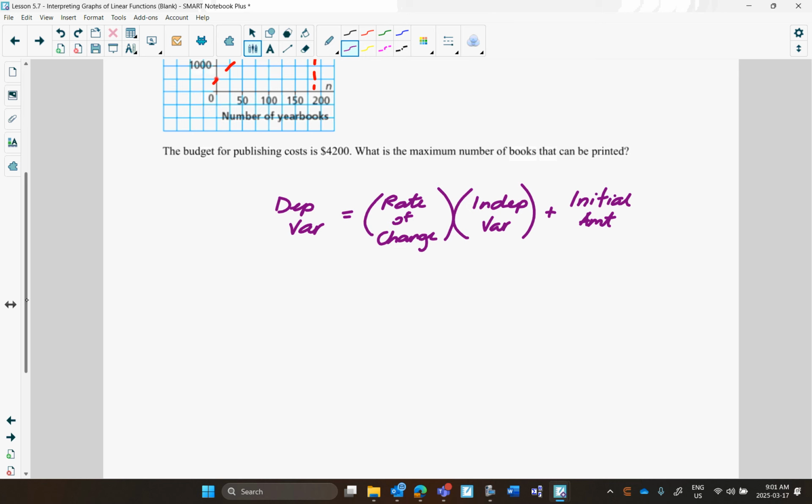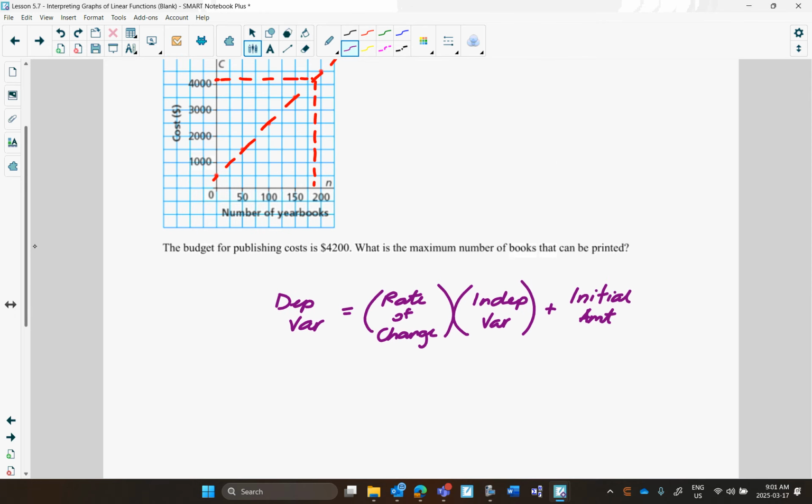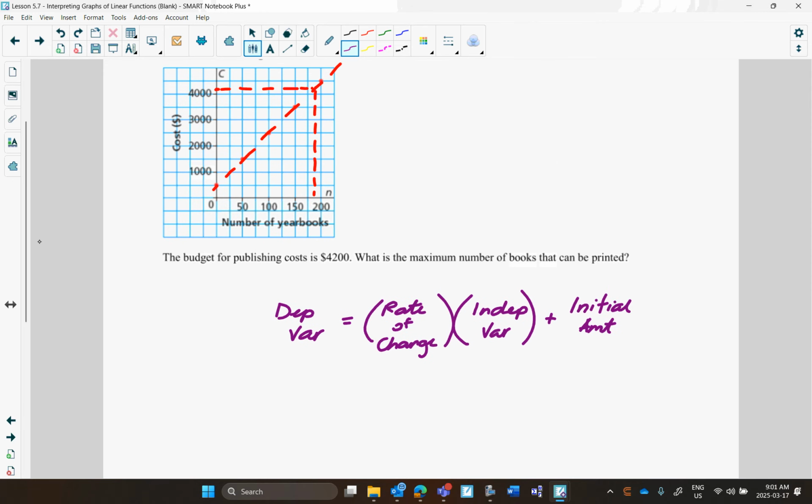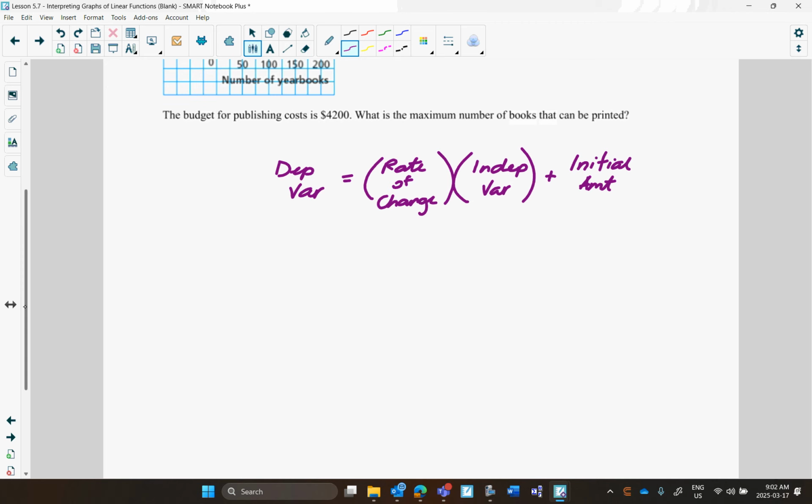The dependent variable, well, that's the cost. What letter has been used to name the dependent variable? Sorry? Oh, C. C. Always look here, don't look here. C equals rate of change, which I actually have to calculate. What's the independent variable? What's the letter on the horizontal? N. What's the initial amount, as in when there's no yearbooks? How much does it cost? Right. So I've almost got the equation. I just have to find the rate of change.